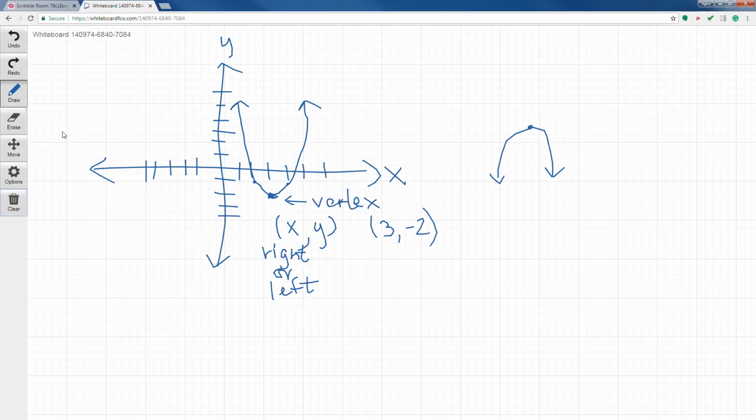A second key piece of information is where it crosses the x-axis. These are called the x-intercepts. And it's literally where your graph crosses the x-axis. So we can also label these as actual coordinates. And for both of these, we only go to the right. We don't go up or down.